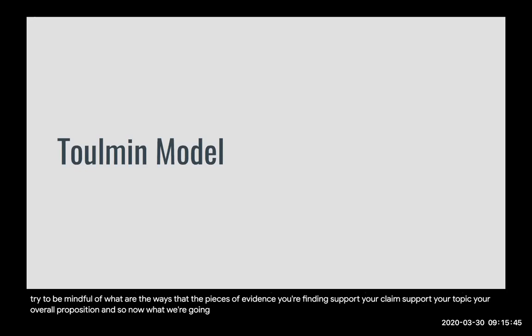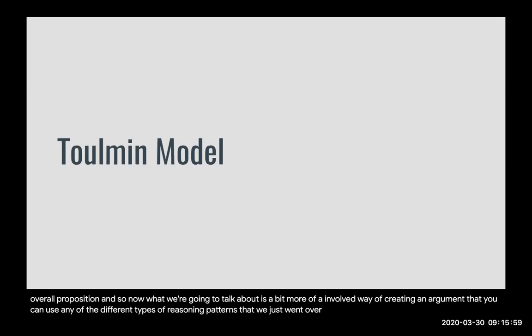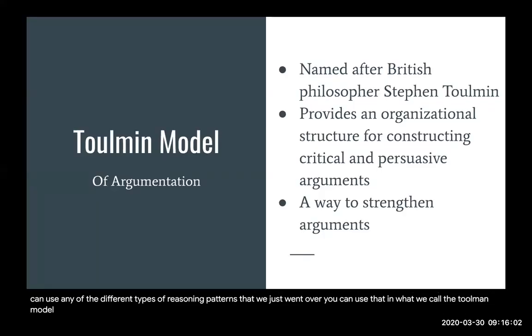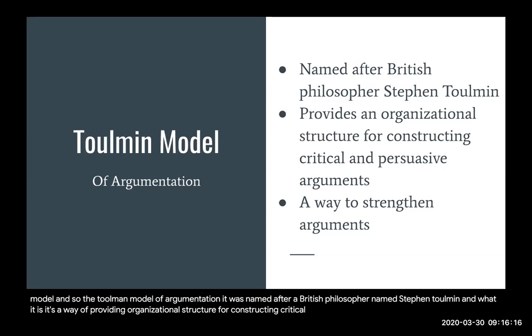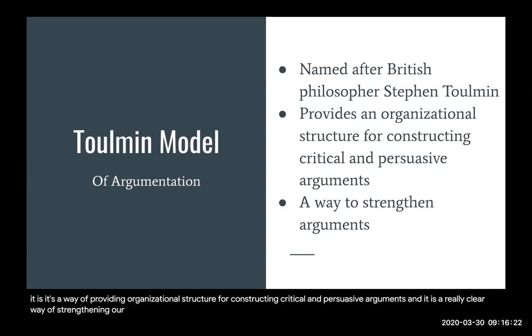And so now what we're going to talk about is a bit more of an involved way of creating an argument that you can use any of the different types of reasoning patterns that we just went over. You can use that in what we call the Toulmin model. The Toulmin model of argumentation was named after a British philosopher named Stephen Toulmin. It's a way of providing organizational structure for constructing critical and persuasive arguments, and it is a really clear way of strengthening our arguments. So we want to be incorporating this Toulmin model into our speech somehow, some way, or even just incorporating a couple parts of the Toulmin model.